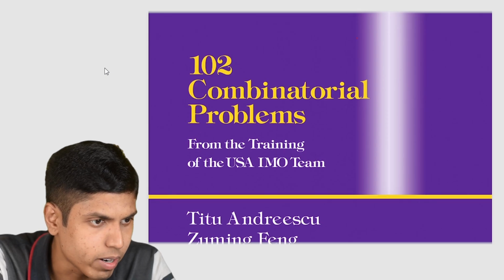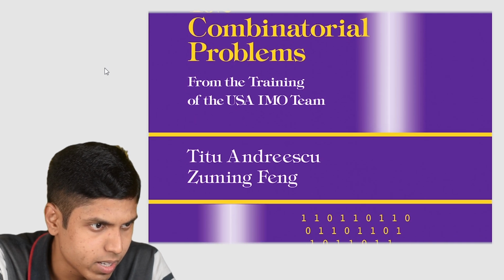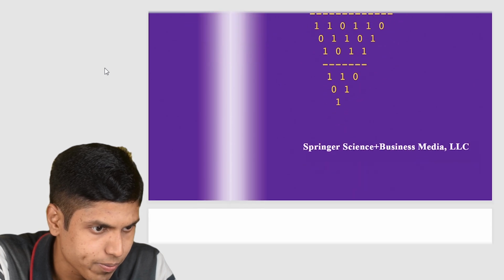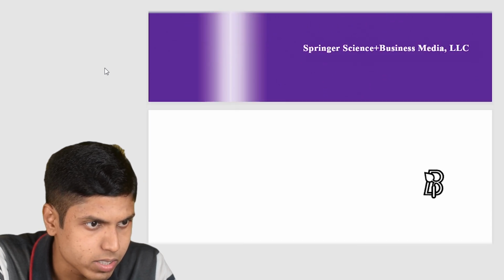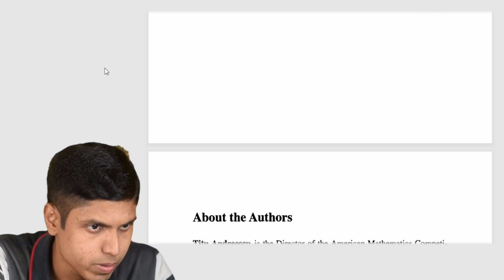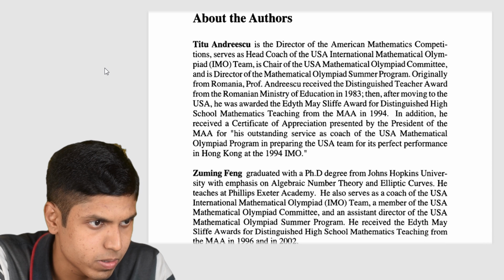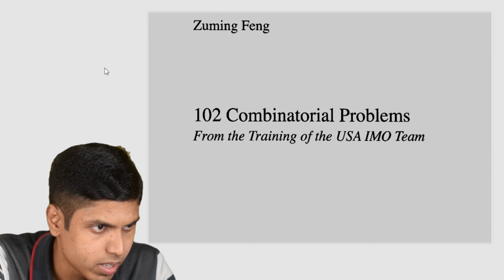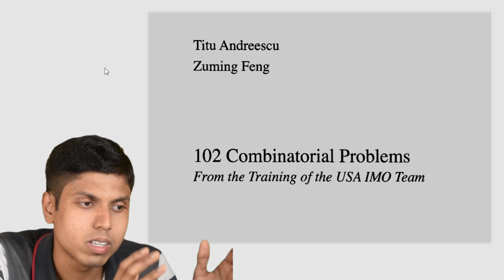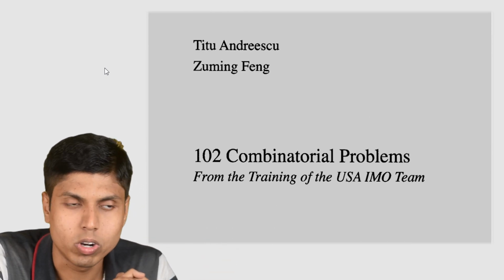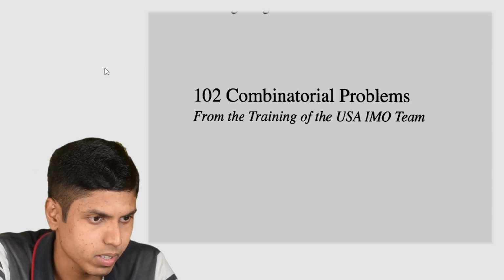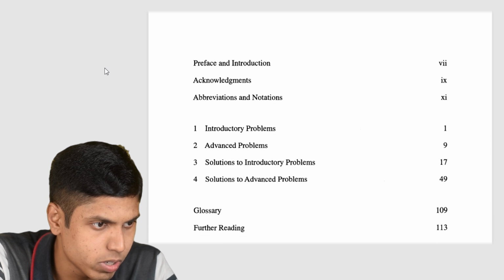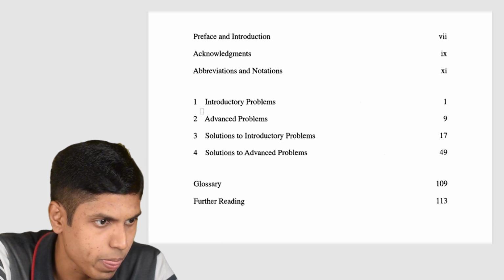So here is the front cover of the book. The name is written along with the authors of this book, and it is a Springer publication. So here you go with the description of the authors. Titu Andreescu is a well-known author in the Olympiad domain. And as you progress, you will be able to see the contents.